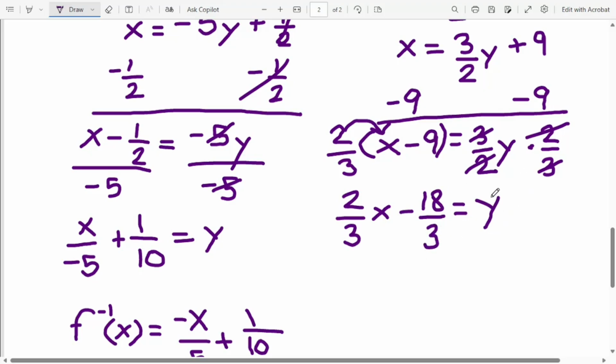And we're going to change the y to the inverse function notation. So we're going to say the inverse function of f of x equals 2/3 x. And we can simplify 18/3 to 6, so minus 6. And that's all there is to it.